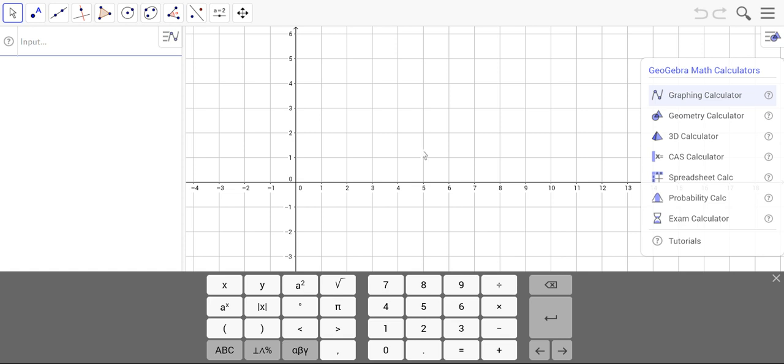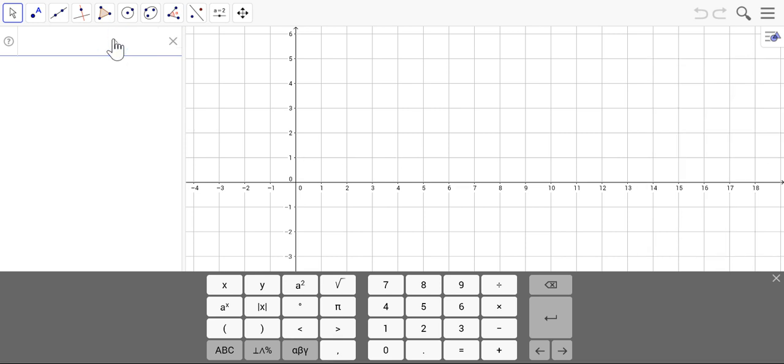Hello, we're going to use GeoGebra to investigate the derivative of some sinusoidal functions. So I'm going to start off in the Chrome app here, just in the graphing calculator or graphics view of GeoGebra. Go up to the input bar, type in first function, negative sine of x.